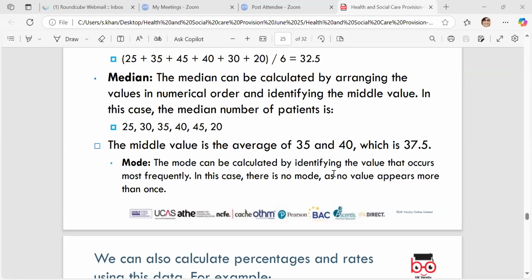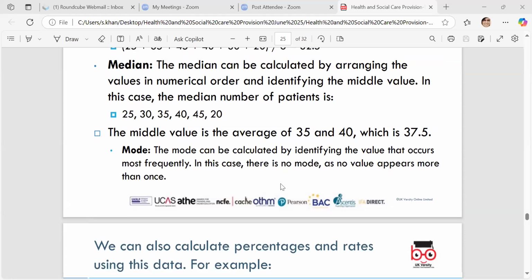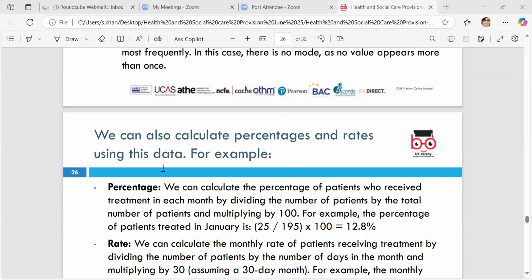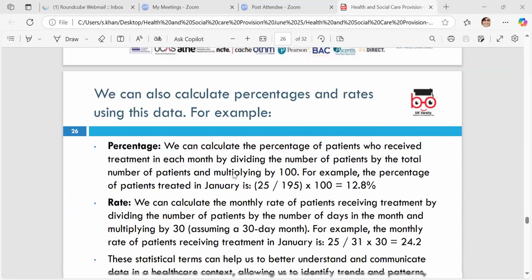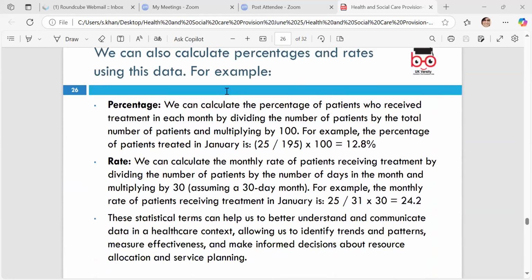The mode can be calculated by identifying the value that occurs most frequently. In this case, there's no mode as there's no value that occurs more than once. So we can also calculate percentages and rates using this data. For example, we can calculate the percentage of patients who receive treatment in each month by dividing the number of patients by the total number of patients and multiplying by 100. So the example for the percentage of patients treated in January is 25 over 195 times 100 equals 12.8.